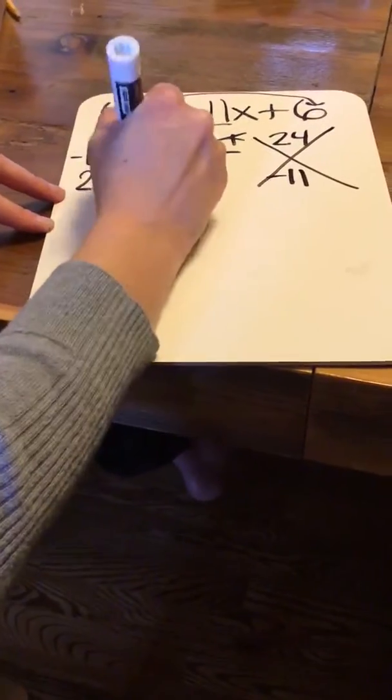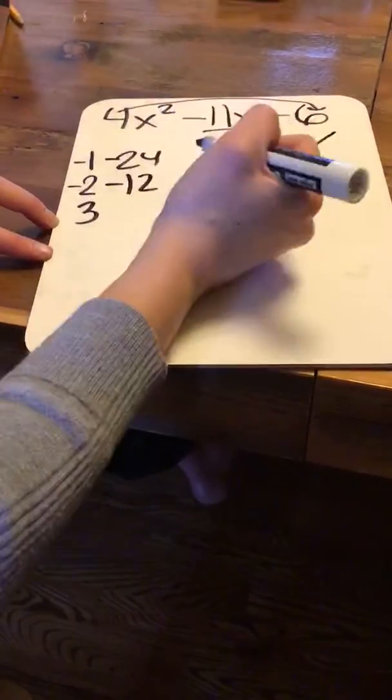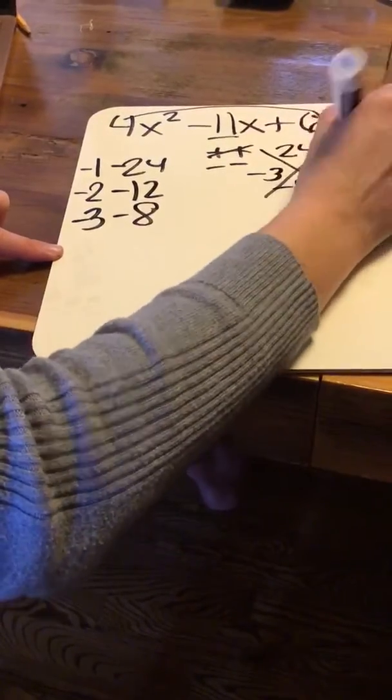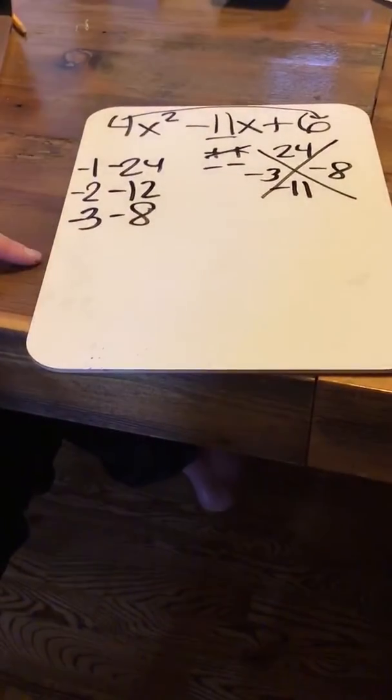Does that make negative 11? No, it does not. 2 and 12. Does that make negative 11? No, it does not. 3 and 8. Does that make negative 11? Yes, it does. Once I get to this step, I have to say, do I need to do the box?